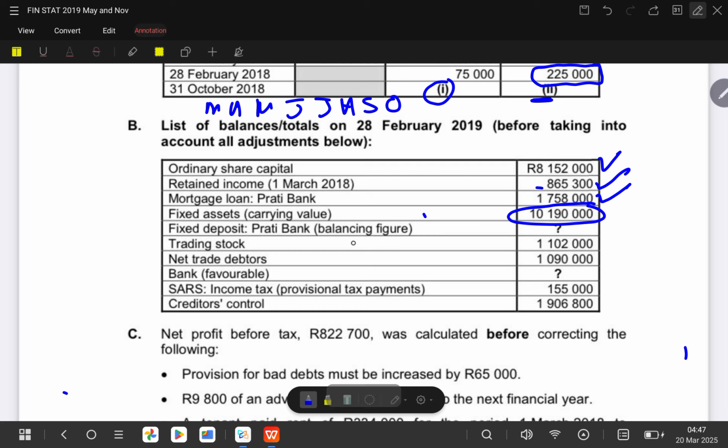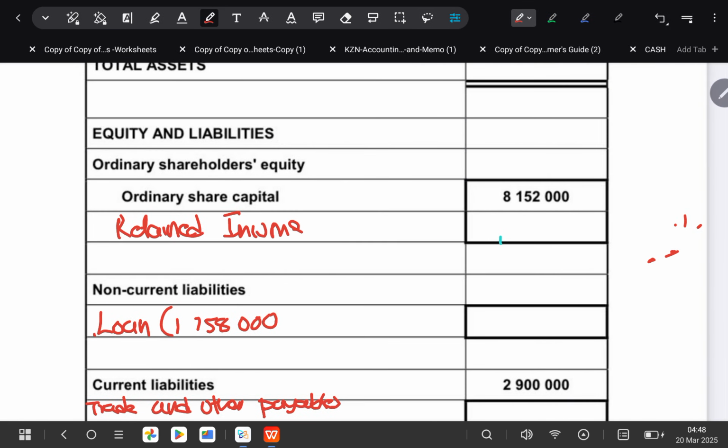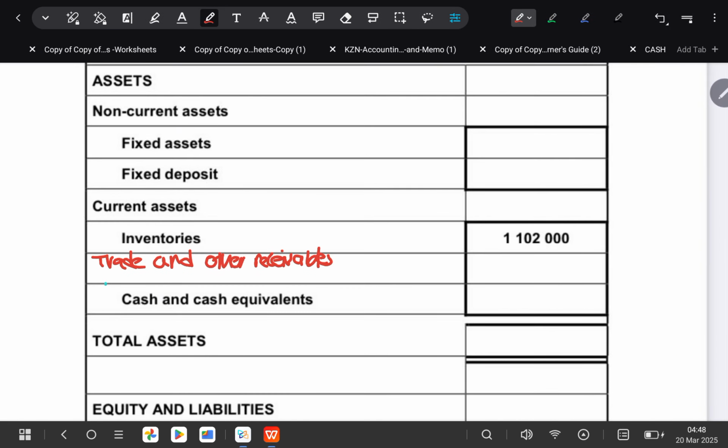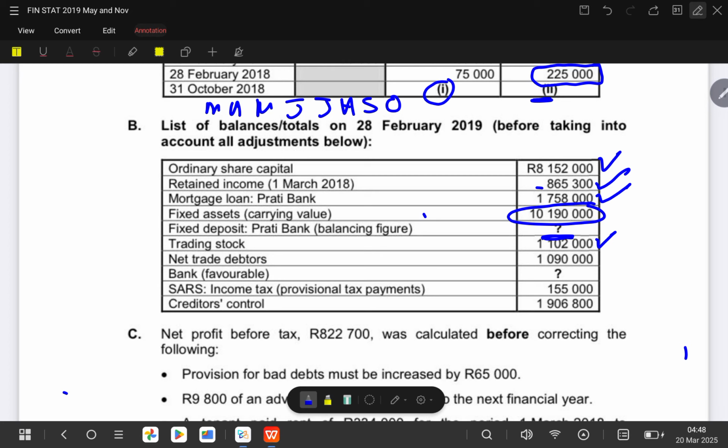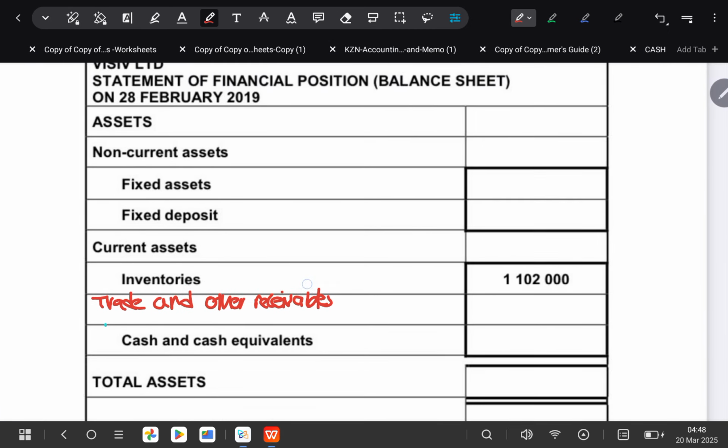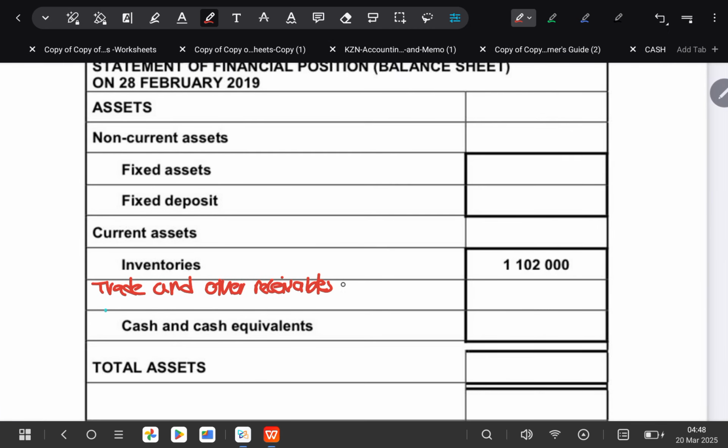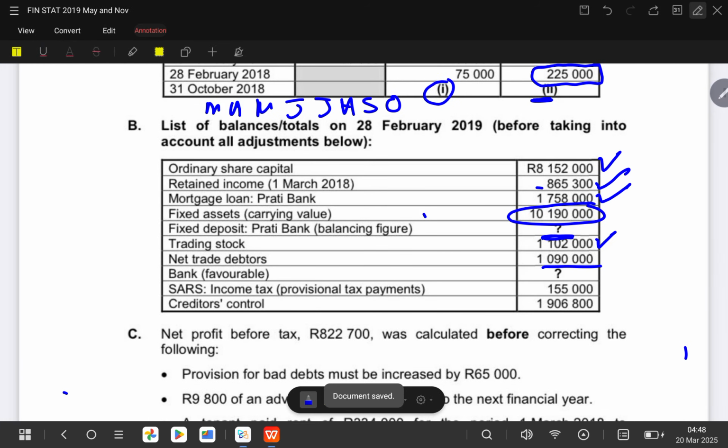The adjustment says that we have the fixed deposit. It's a balancing figure, so meaning that you need to work your way up. And then trading stock of 1,102,000 has already been recorded for us, so we just tick it. Next we have net trade debtors of 1,090,000. Remember, net trade debtors is part of your trade and other receivables. So we'll say 1,090,000 here.